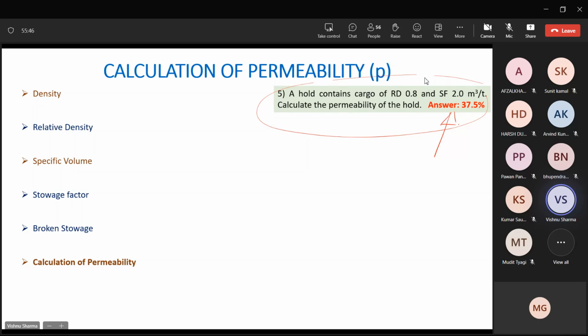Please confirm if the answer you're getting, beta, is 37.5%. Yes, sir. Okay, so that means now having done this bit of step, you should be okay with getting the permeability.